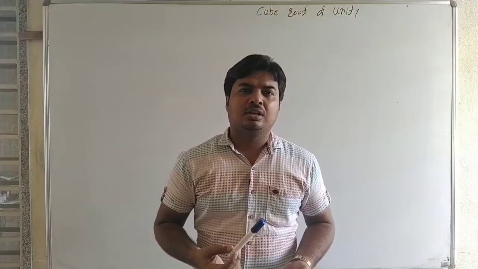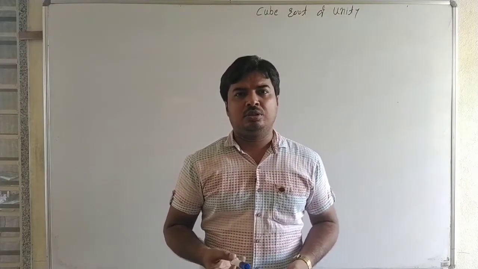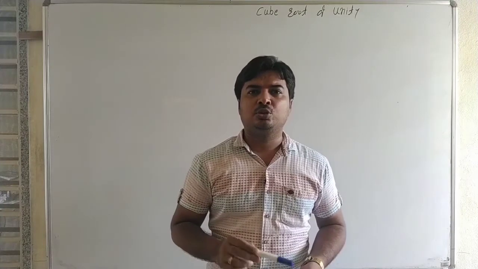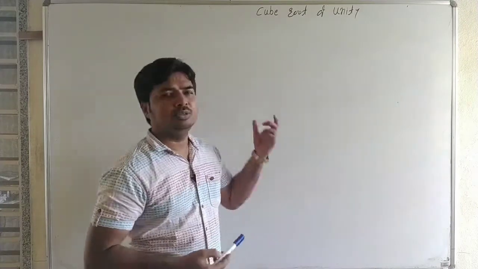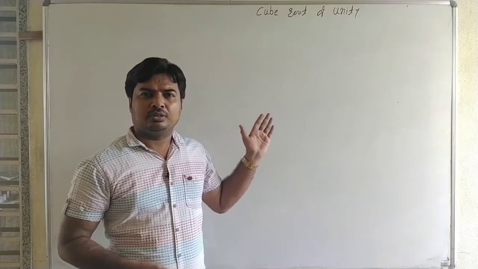Hello students, today we see the last article of the chapter complex numbers. That is the cube root of unity. Unity is 1, so we find the cube root of 1.